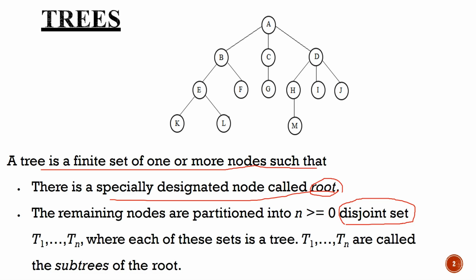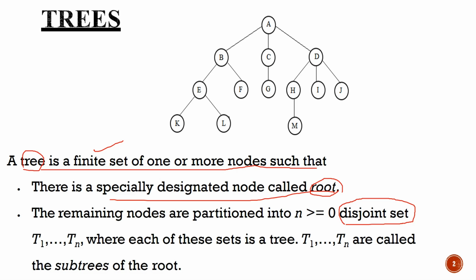First, a tree is a finite set, so it will have a finite number of nodes in it. A set is nothing but the elements which are present in the tree, and they are termed the nodes. They are the nodes of the tree. The first node we call the root node.